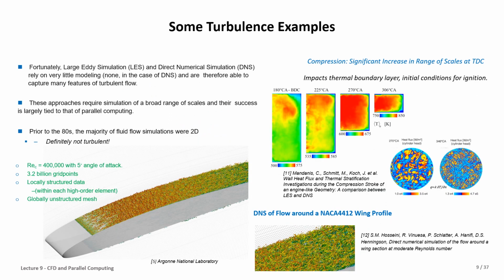Here we're presenting some other examples from turbulence. The right hand side is an example from the comparison of the boundary layer and initial condition for the injection in the engine. We can see here the difference between the LES and DNS.